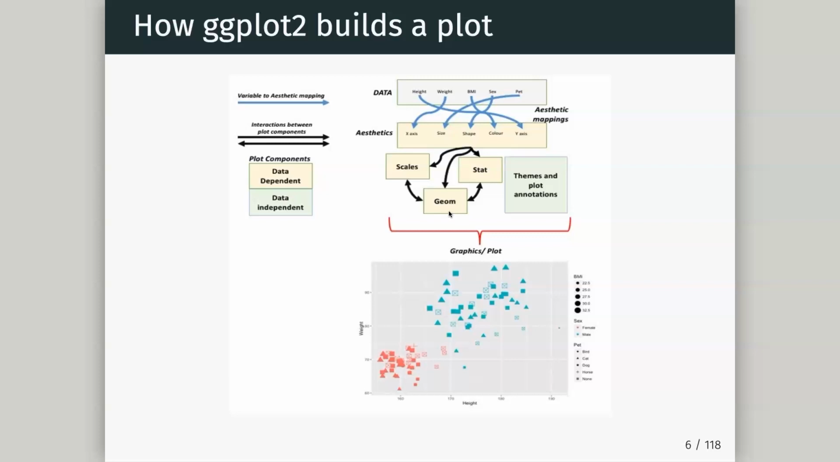Importantly, we need to add a geom. A geom is the type of plot we need. So we'll have a geom box plot, a geom line plot, a geom point plot, and we need themes. Themes are data independent. It doesn't matter what data we have, but a theme, an annotation, a plot annotation, this is kind of how the plot looks.